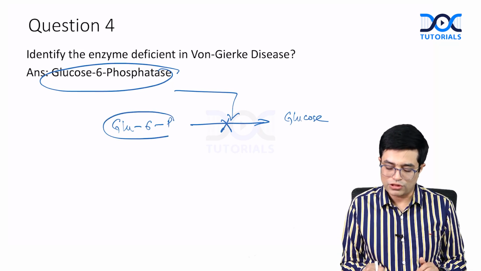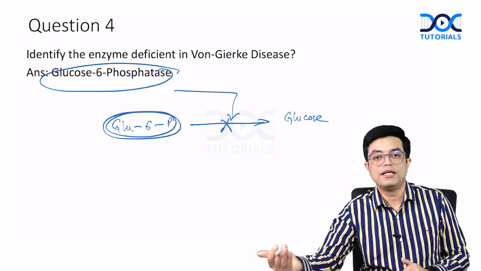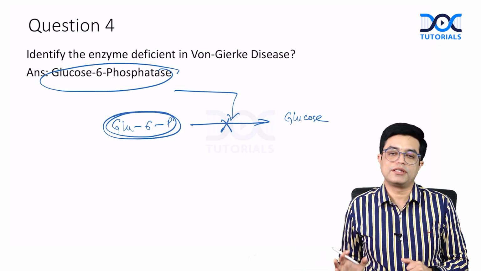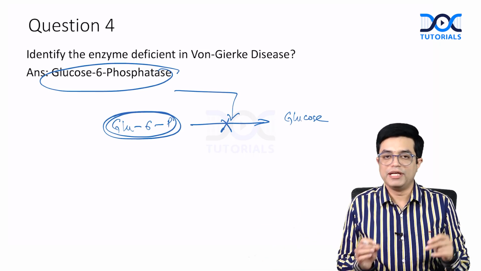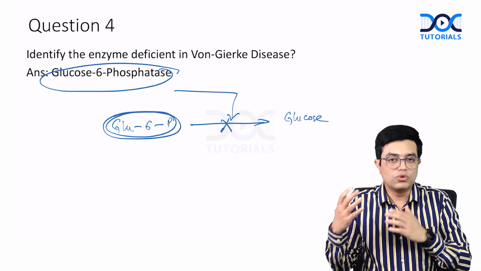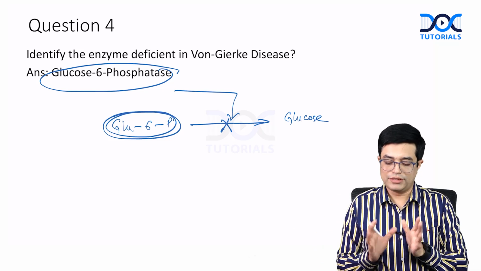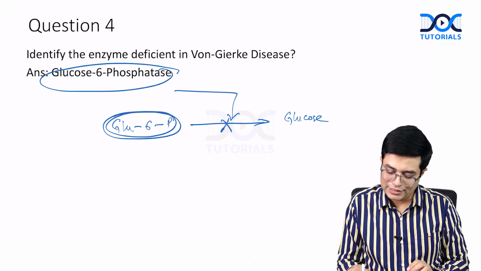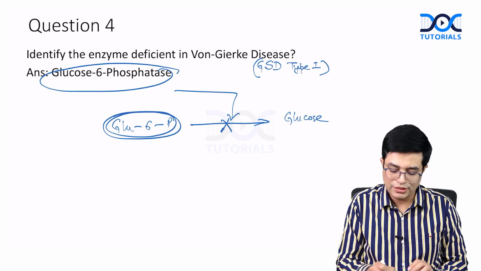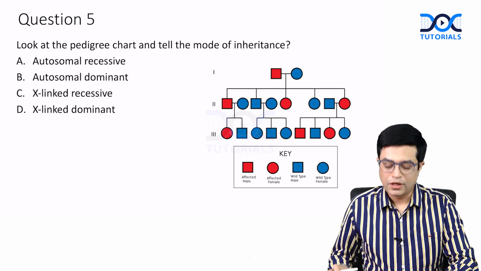Also, this glucose 6-phosphate can be diverted towards other cellular pathways, producing other complications ranging from increased uric acid production to hypoglycemic episodes, etc. This is what you call Von Gierke disease. Sometimes they can repeat the question. It is also called glycogen storage disease type 1. And what is the enzyme deficient? Glucose 6-phosphatase. Easy one.